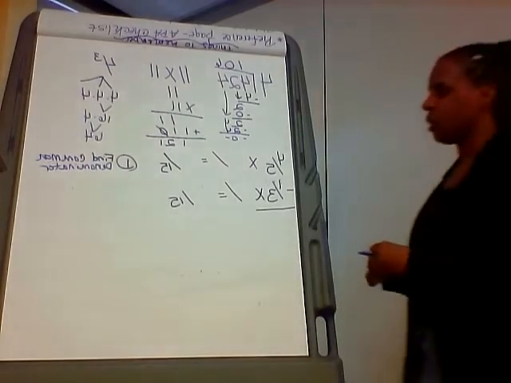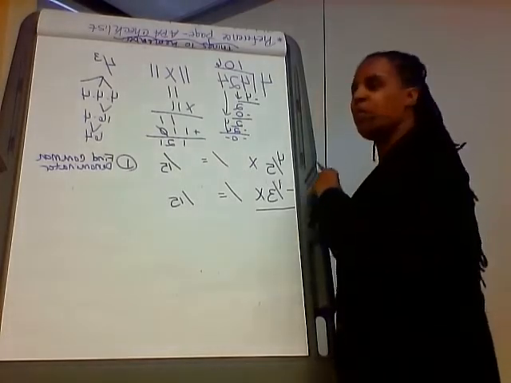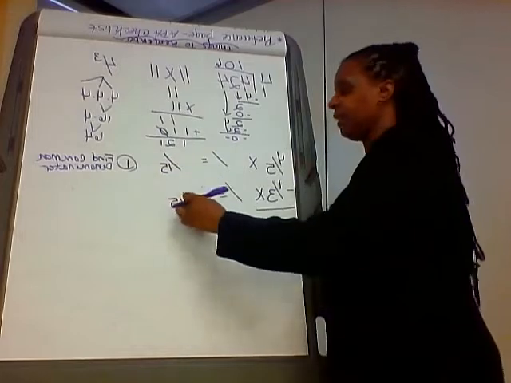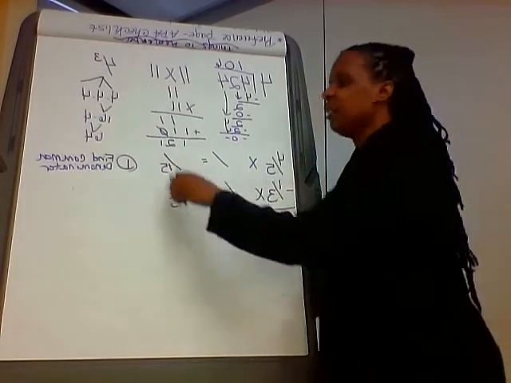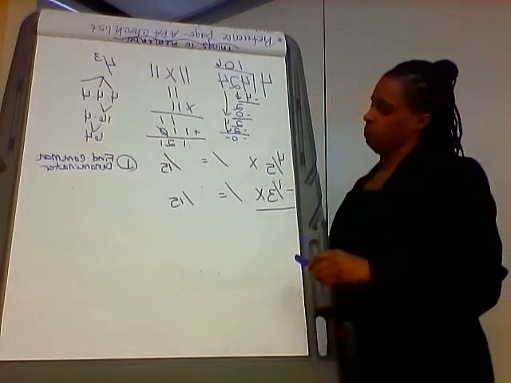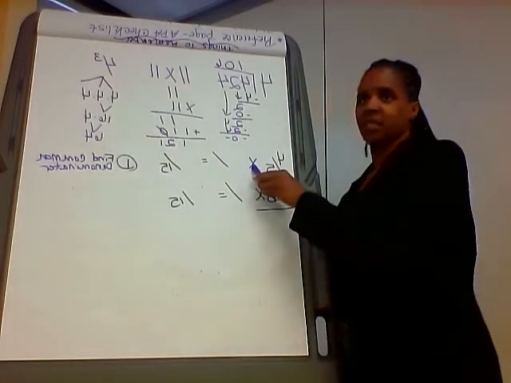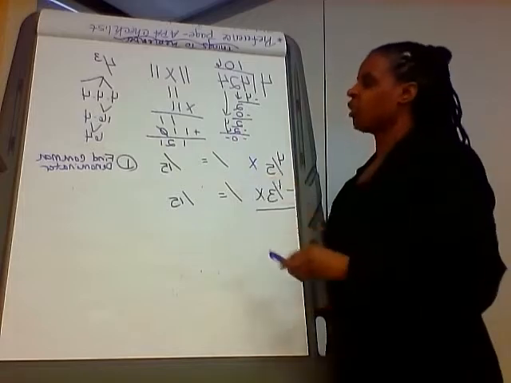Okay, so our job, since we know what the common denominator is, is to turn our old denominators into the new denominator. So, what type of sign is this? Multiplication.